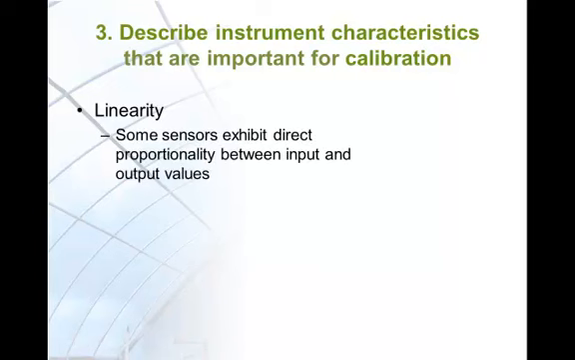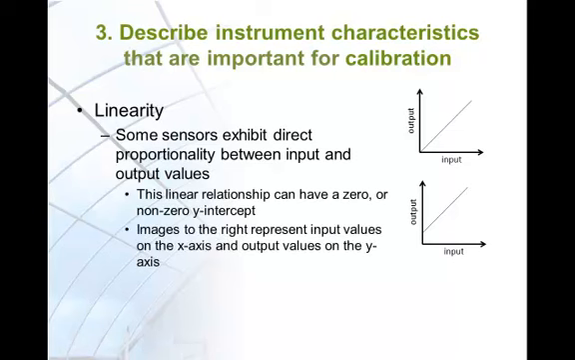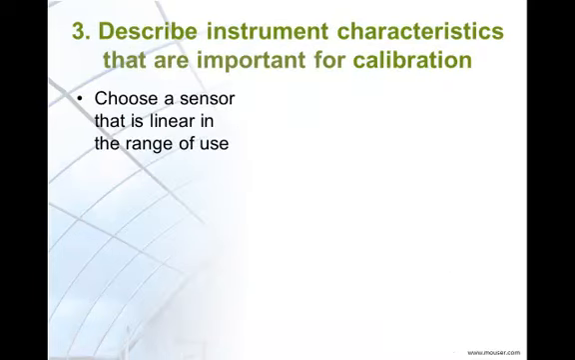Some sensors exhibit direct proportionality between input and output values. This direct proportionality can be described as a linear relationship when input and output values are graphed. This linear relationship can have either a zero or a non-zero y-intercept. The images to the right represent input values on the x-axis and output values on the y-axis. Other sensors exhibit a nonlinear relationship between input and output values. This can be seen on the graph on the bottom right corner. Choose sensors that are linear in the range of use.